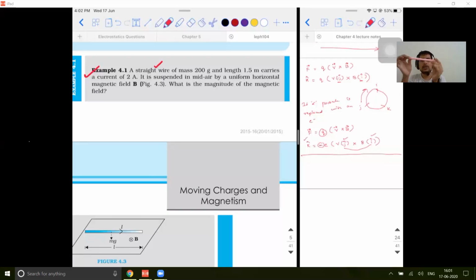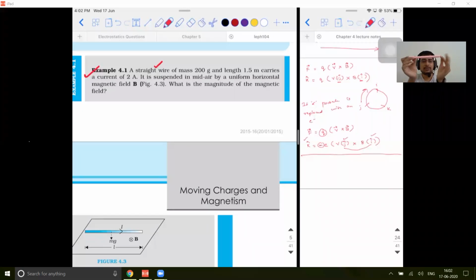Now, if it has to be suspended in the mid-air, if I'm placing it on my hand, it is balanced because of what forces? One is its weight acting in the downward direction, and my hand is providing the normal reaction. So mg is going to be balanced by the contact force normal.